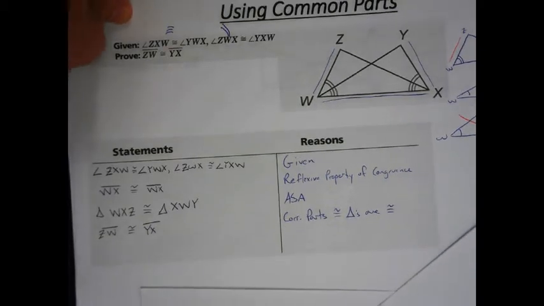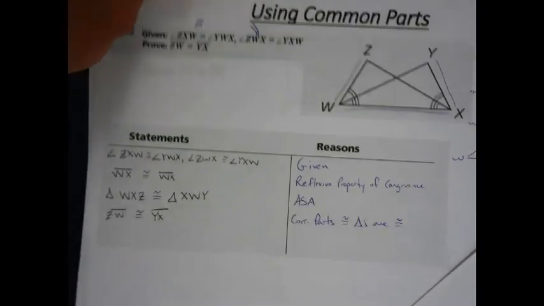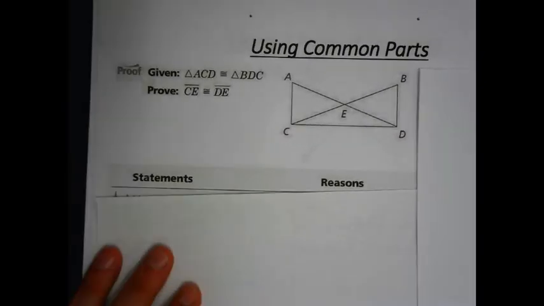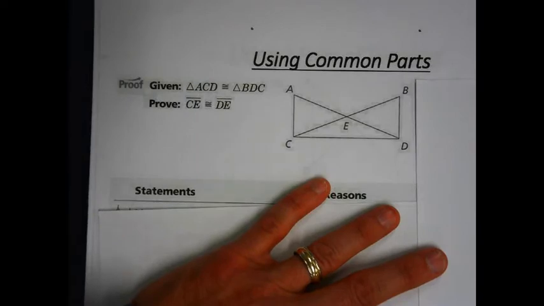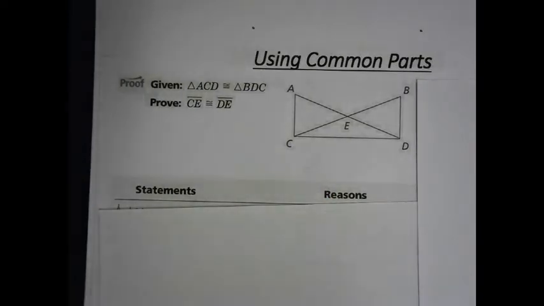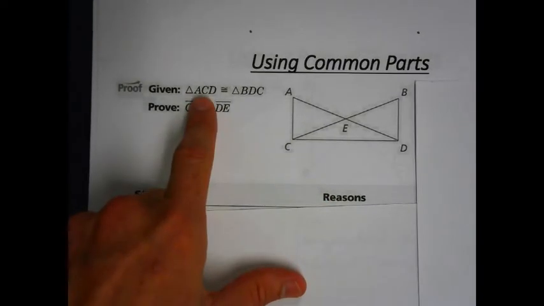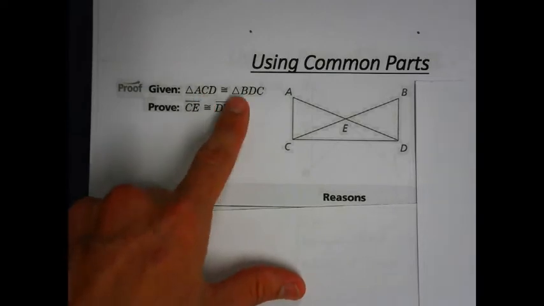So let's do some more proofs. Here's another example, another proof. We have overlapping triangles clearly. And we have the triangle ACD being congruent to triangle BDC, right?